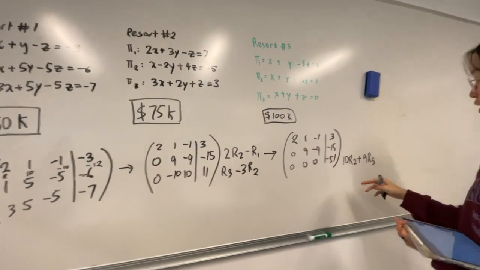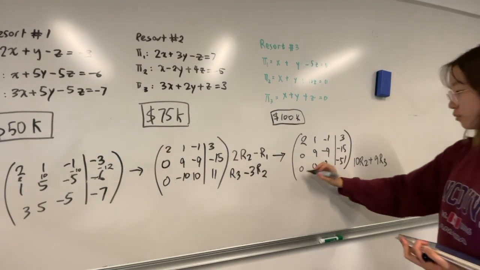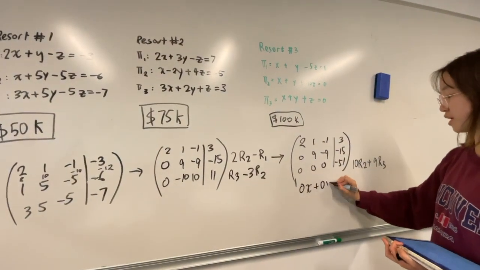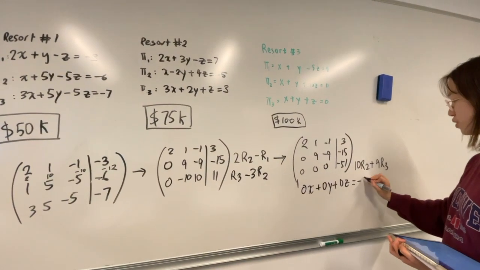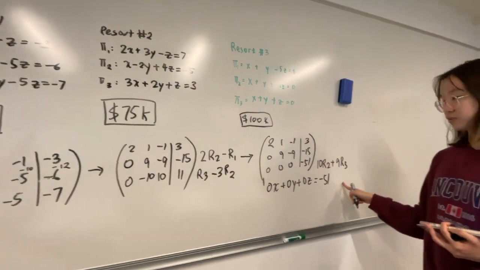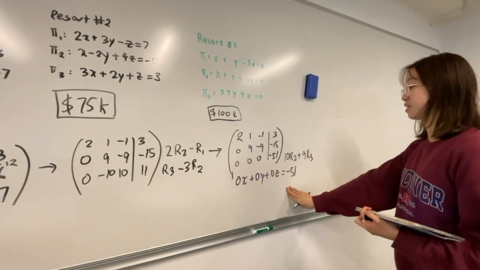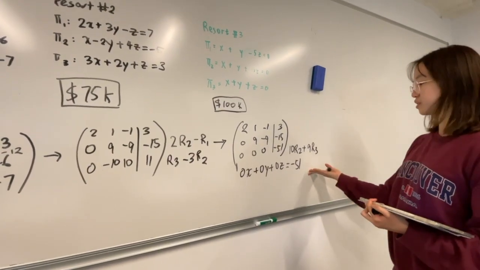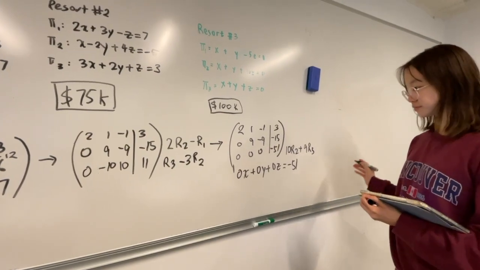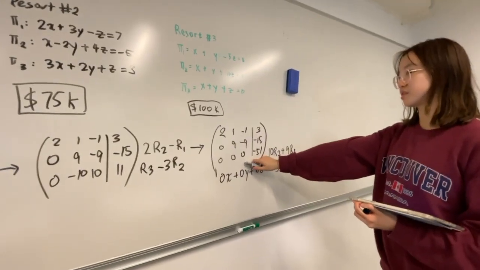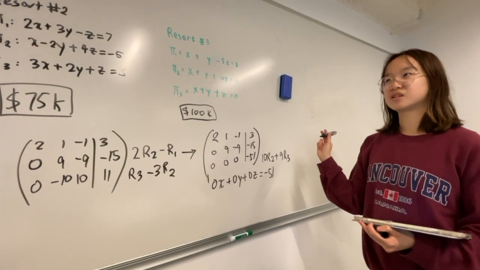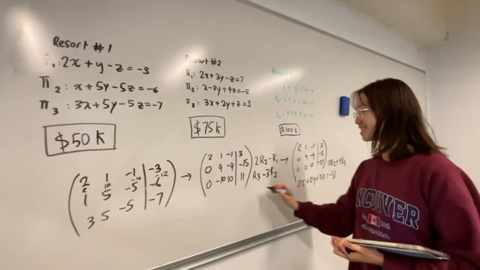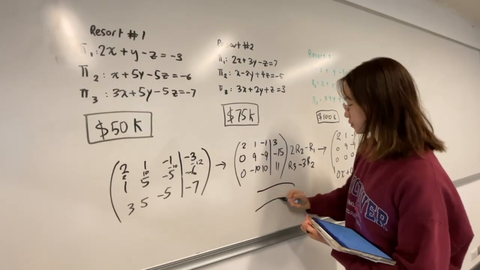Okay, so looking at the bottom row, we can see that this row means that 0 of x plus 0 of y plus 0 of z equals negative 51. However, this is known to be invalid because if everything is zeroed out, then it can't equal a nonzero real number. So this means that there are no solutions for resort number 1. What does that mean? It can only mean one thing, which is that the planes are parallel to each other.